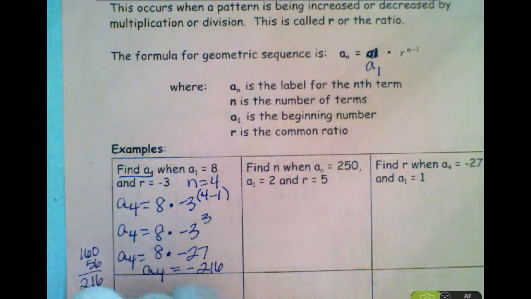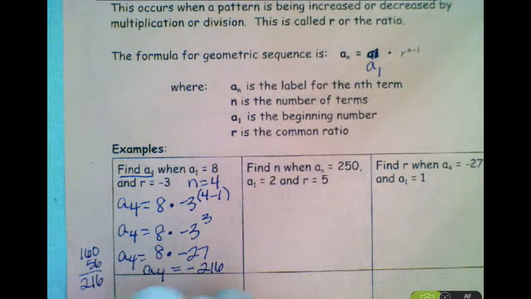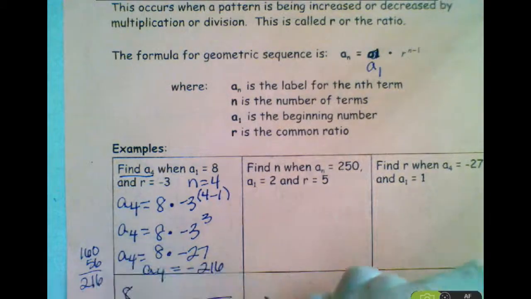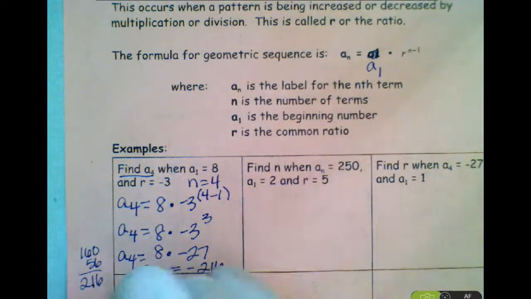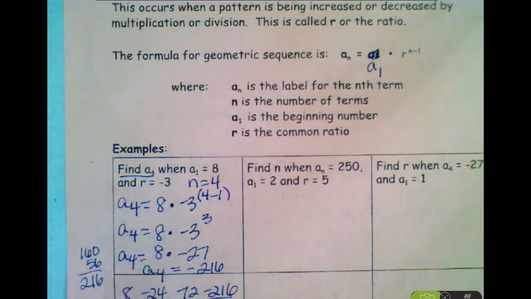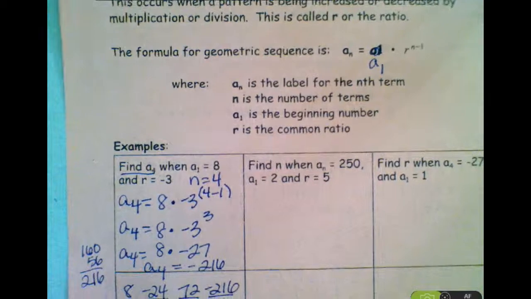And if we started and we had 4 spaces, 1, 2, 3, 4, and we started with 8 and we multiplied it by negative 3 each time, that would be negative 24, 72, and that would be negative 216. So it checks out. Okay?